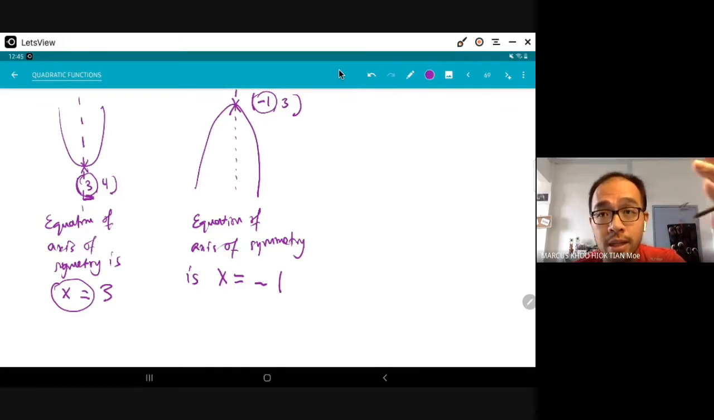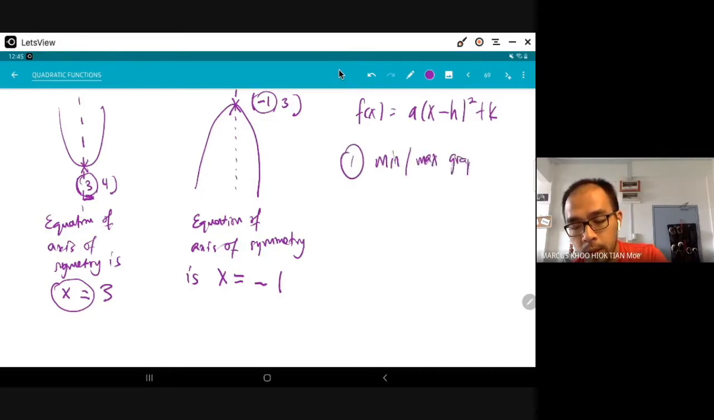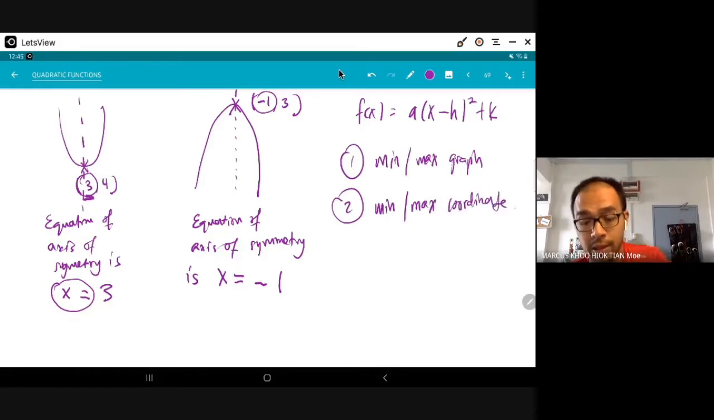I didn't say this yesterday, but I want to mention it now. The vertex form actually gives you 3 information. Let me show you again now. f(x) equals to a(x minus h) squared plus k. 3 information. Number 1, is it a minimum or maximum graph? Secondly, it will also tell you the minimum or the maximum coordinate. Kan? Tinggal kau ambil nilai h dan k saja. And thirdly, it tells you the equation of axis of symmetry.